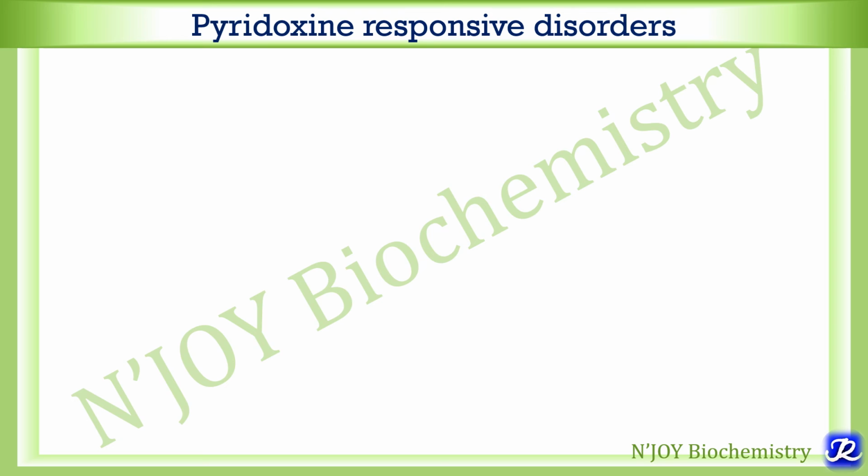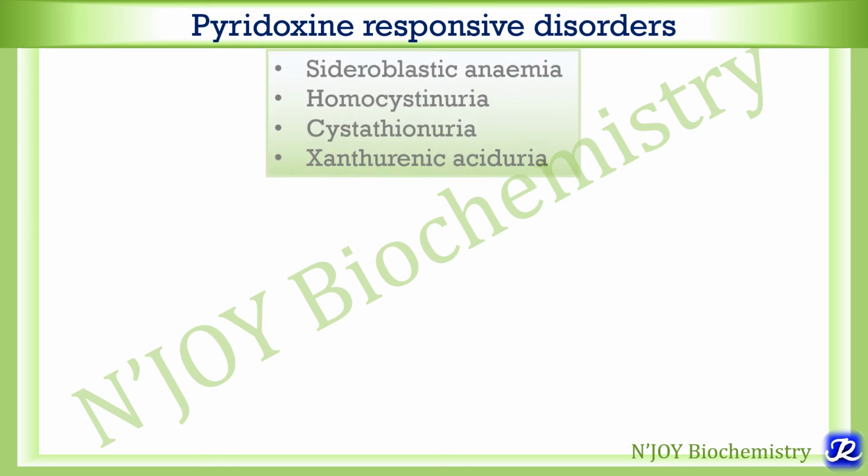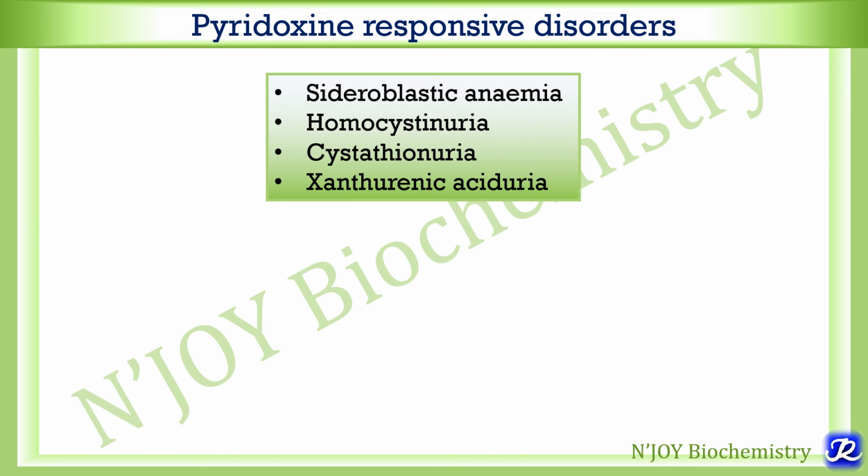Which are the various pyridoxine responsive disorders? Sideroblastic anemia. Vitamin B6 deficiency leads to sideroblastic anemia, and if the person is given pyridoxine, the anemia can be treated. Homocystinuria: because of PLP deficiency, it can result in increased homocysteine level, and increased homocysteine in the blood will manifest as excretion of homocysteine through the urine, and it is the homocystinuria.